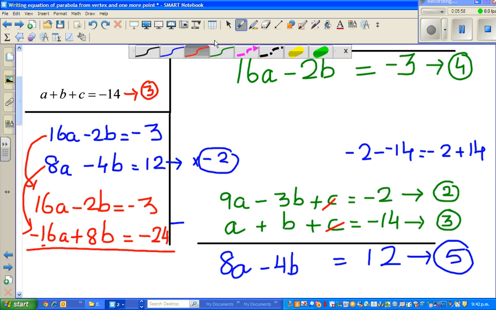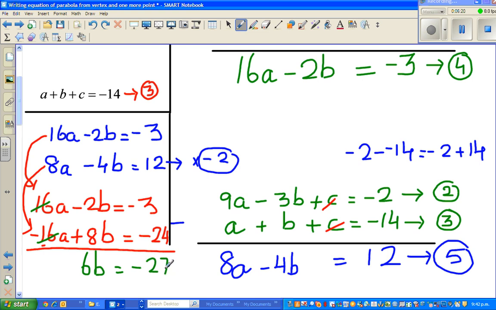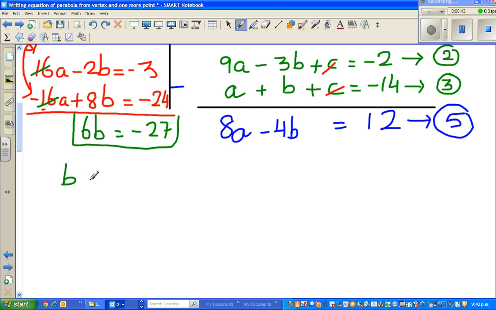Okay, so what will happen now? So now you can add them. Okay, 16a minus 16a will get cancelled. Minus 2b plus 8b is 6b, and this is minus 27. I hope you understand. I have added this too. So 16a plus minus 16a gets cancelled. Minus 2b plus 8b is 6b, and minus 3 plus minus 24 is minus 27. So I'm going to use a calculator now. So what has happened? So b is equal to, I'm dividing both sides by 6, minus 27 divided by 6. So my b should be, so let me use a calculator.